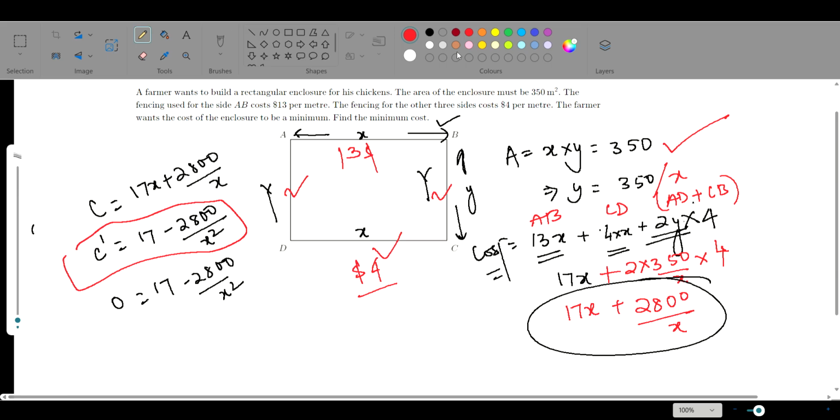Draw the graph of 17x plus 2800 upon x. Oh, I find that. Okay. Let's do that. 3x equals 0.